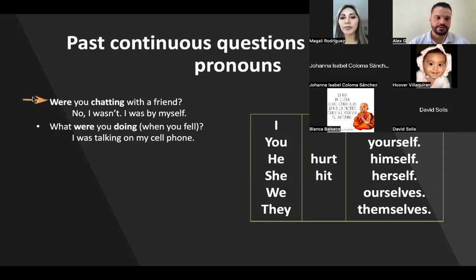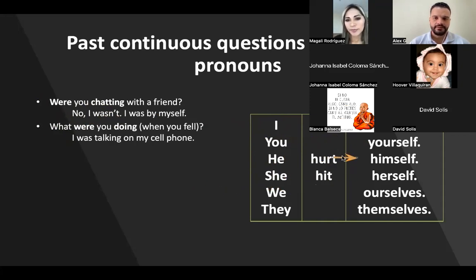We follow the structure verb to be plus subject plus the verb in ing. WH questions, verb to be plus subject plus the verb in ing. We have yes and no questions, and we have information questions, okay? And then over here, we have the reflexive pronouns. I, myself, you, yourself, and it goes on and so forth.